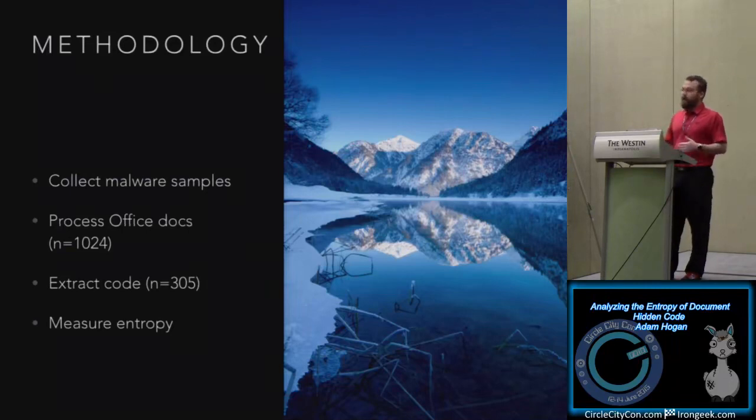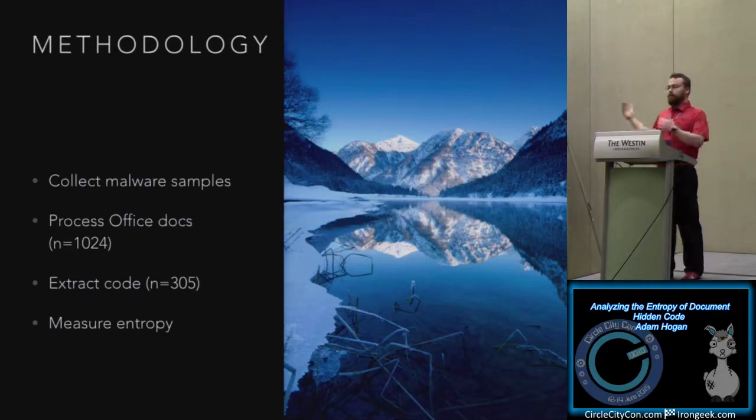The results today are actually based on 1,024 samples, my original slice of this data, for which I extracted code without going back and seeing why the code errored out and why I wasn't able to extract it. I still had 305 malicious samples left. I pulled the code out of those Microsoft Office documents, and I measured the entropy using the formula we just went over.